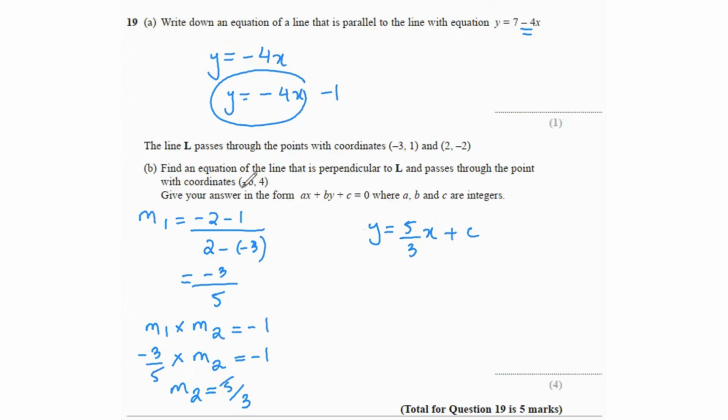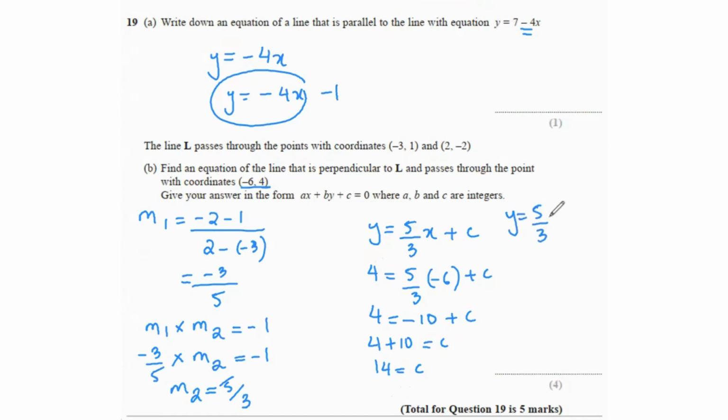Now, y equals 5/3 x plus c. They gave us a point through which the line passes, so we can substitute that into the equation and find the c value. So 4 equals 5/3 times -6 plus c. That's 4 equals -10 plus c. 4 plus 10 equals c, and 14 is c. So that means it's going to be y equals 5/3 x plus 14.